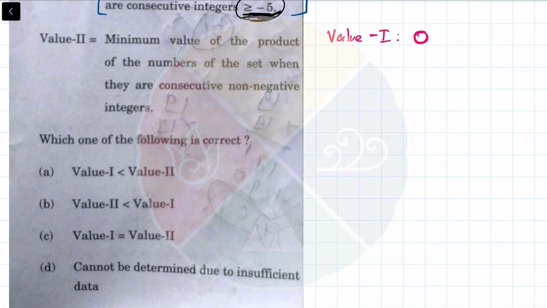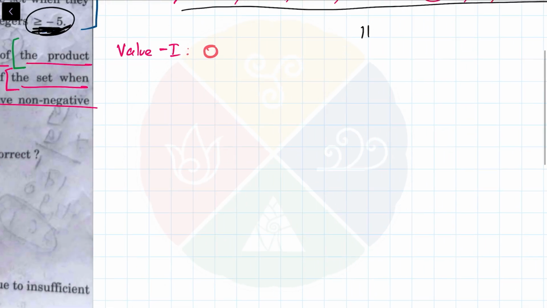Now the second confusing statement, again with too many "of the"s, it's a confusing thing. So whenever such a thing comes, the easiest way is to put brackets. That means minimum value of, put a bracket, the product of the numbers of the set when they are consecutive integers. So if you put brackets like this, then you can understand easily. We are looking for the minimum value of what? The product of the numbers. Of what numbers? The sets when they are consecutive non-negative integers.